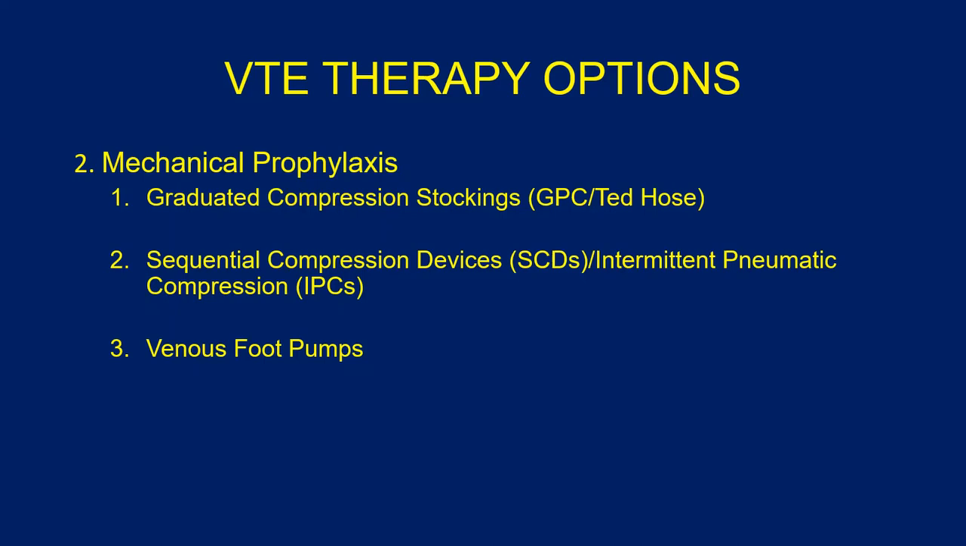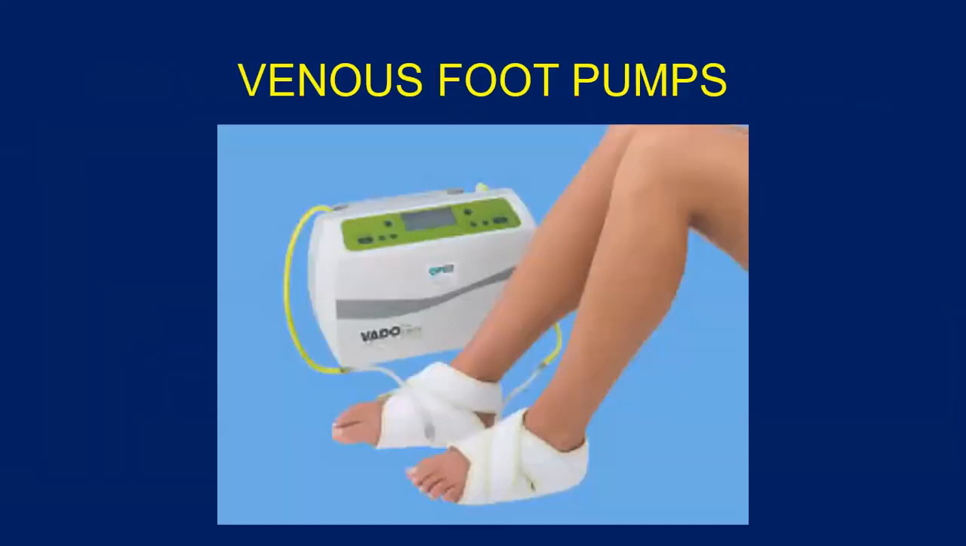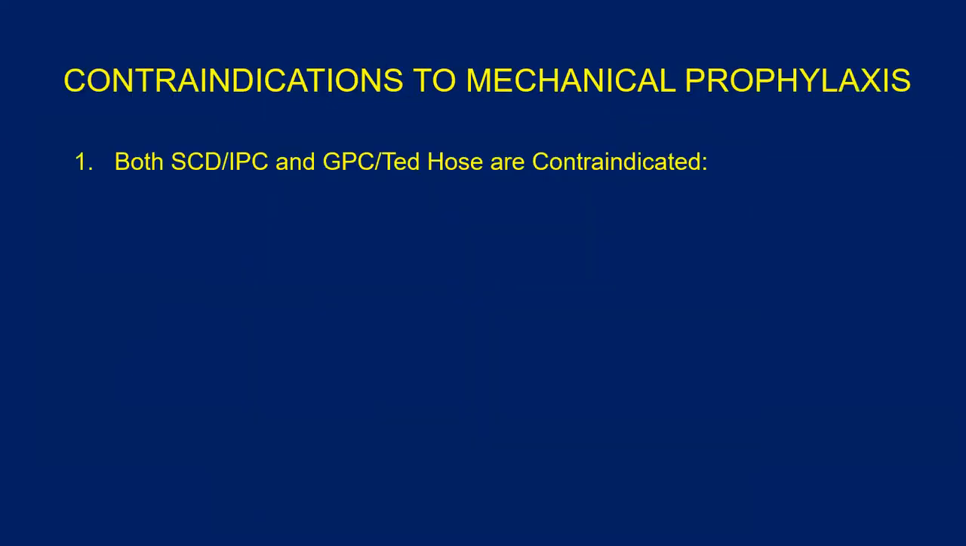Now, for the use of mechanical methods in patients with high bleeding risk, when bleeding risk decreases, you can substitute or add the pharmacological therapy. So you could initially just go with this if they have an initial high bleeding risk, and then when their bleeding risk decreases, you can add on your oral prophylaxis or your subcutaneous prophylaxis. Now, looking at your sequential compression devices, this is what they look like. You have your venous foot pumps, which look like this, which aren't as good, obviously, as your SCDs.